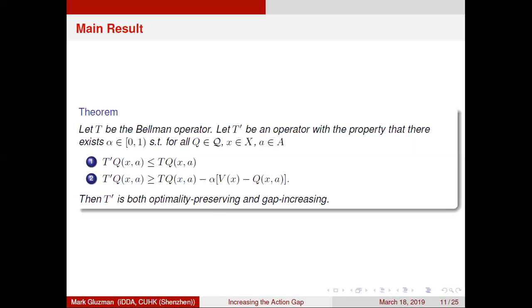Because if the action is optimal, we want equality between T prime and T. That's optimality. But for the other one, you say you're subtracting something, but here it says greater than or equal to, the second inequality. It's not saying you're obliged to subtract. Right? So that is actually related to the previous point.